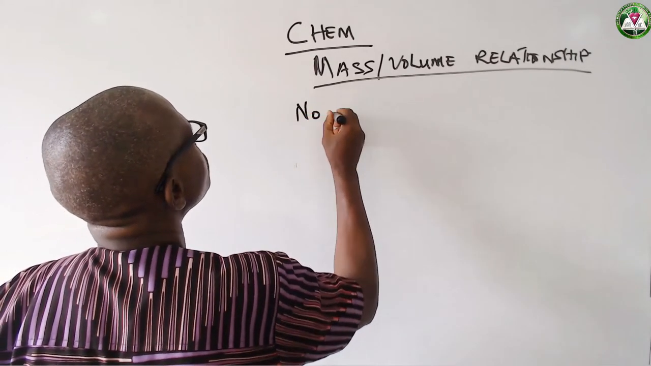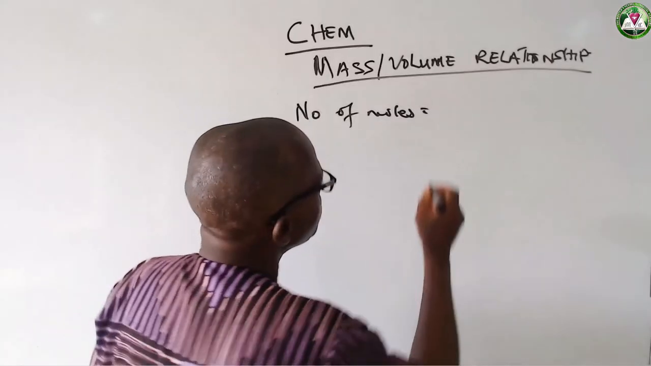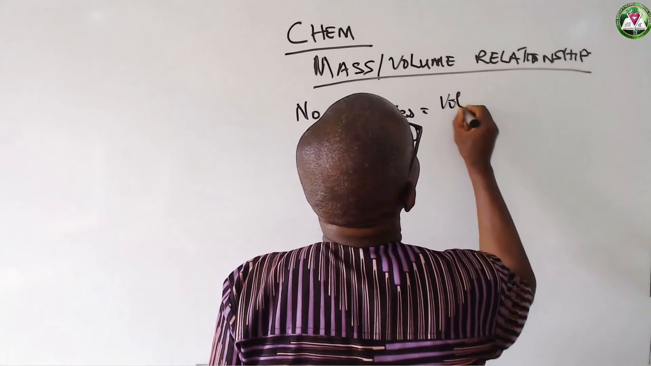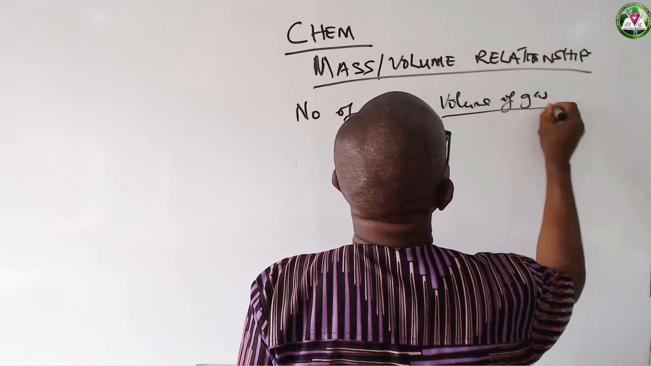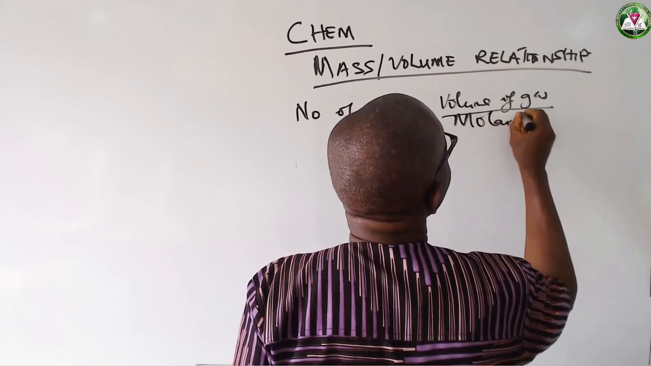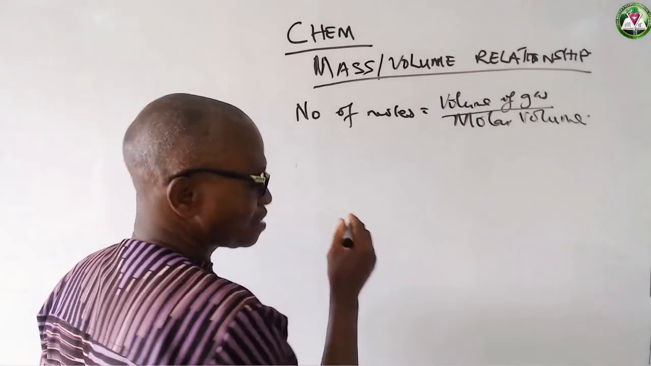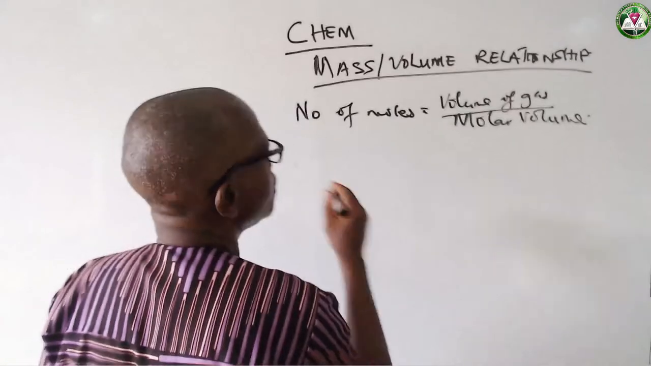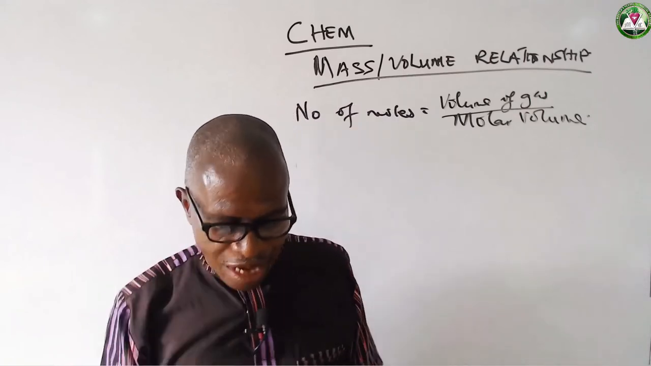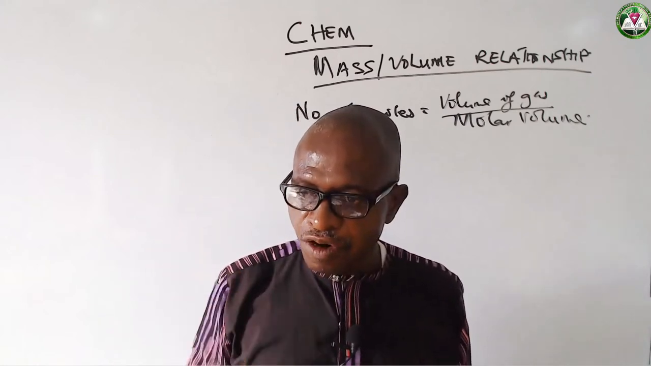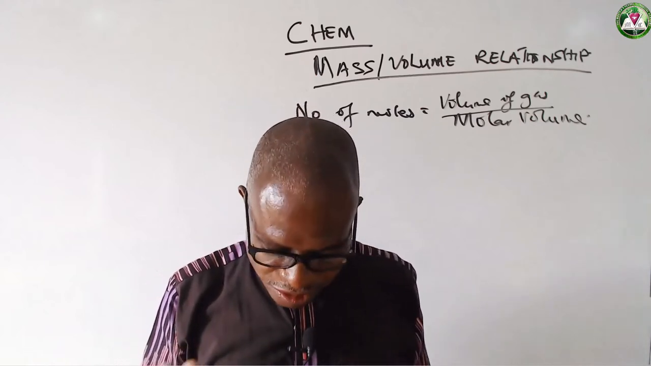Number of moles equals volume of gas divided by molar volume. Molar volume, I believe I've mentioned it before. Molar volume is the volume occupied by 1 mole of a gas. Molar volume is the volume occupied by 1 mole of a gas at STP, standard temperature and pressure.